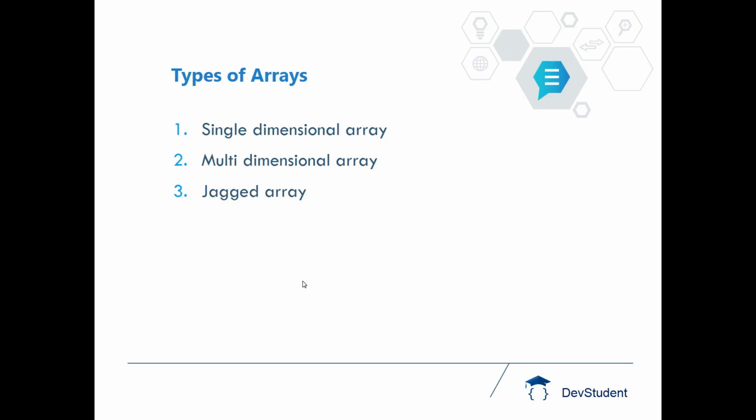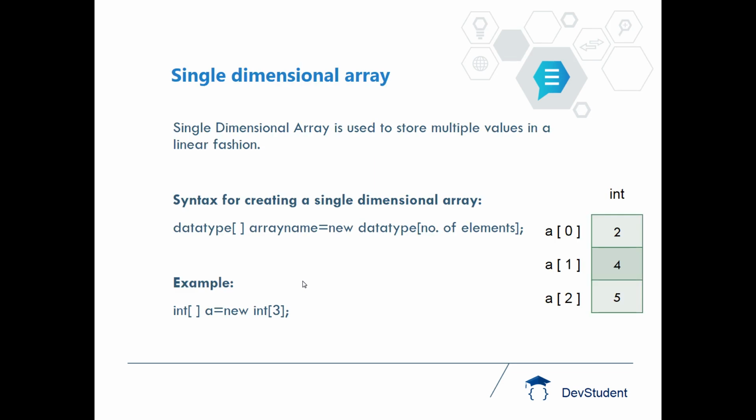There are three types of arrays: single dimensional array, multi-dimensional array, and a jagged array. Let's start with single dimensional array. Single dimensional array is used to store multiple values in a linear fashion.